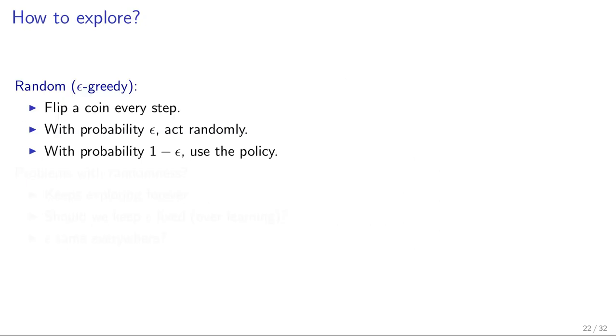So how to explore? One possibility is this epsilon greedy. With probability epsilon, you act randomly, and otherwise you exploit. That means you use the policy, which could be that max over the available actions, what you know from the current Q values.